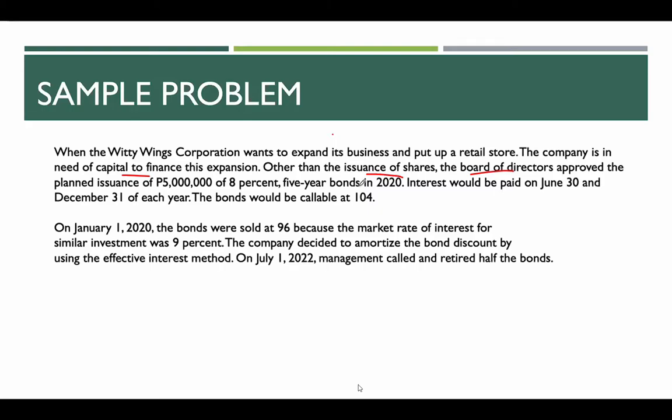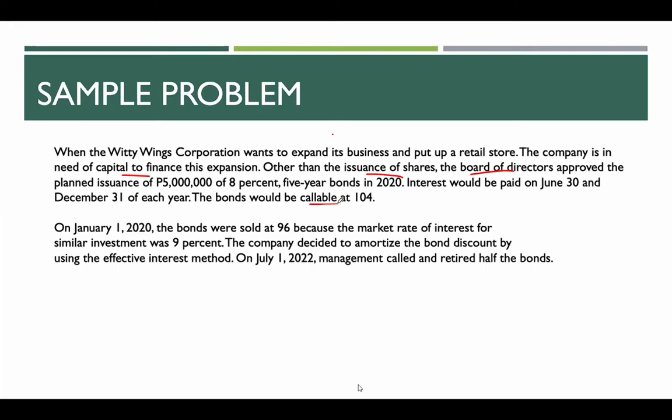The interest would be paid semi-annually. That is on June 30 and December 31. So sabi niya dito, the bond is callable. Meaning, the company can call the bond and retire the bond even though hindi pa nag-mature or hindi pa maturity date. So the issuer can pay or redeem the liability, the corporate bond, even prior to maturity.